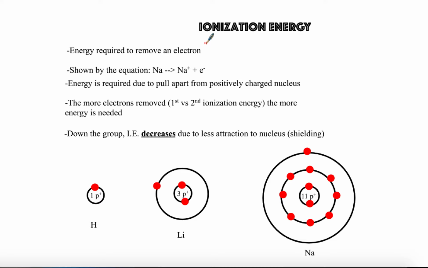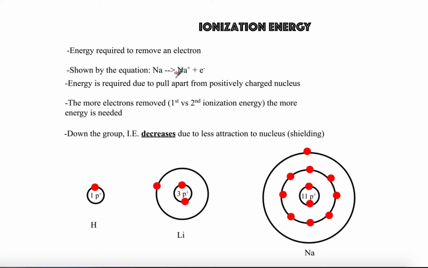As you remove more and more electrons, more energy is needed because the atom is going to fight harder to not lose electrons. Thus, as the ionization energy levels increase, the amount of energy needed is going to increase as well. So the first ionization energy is lower than the second, which is lower than the third, and so on.